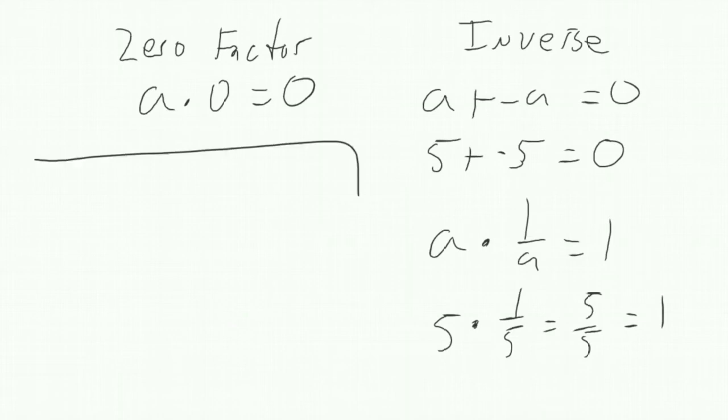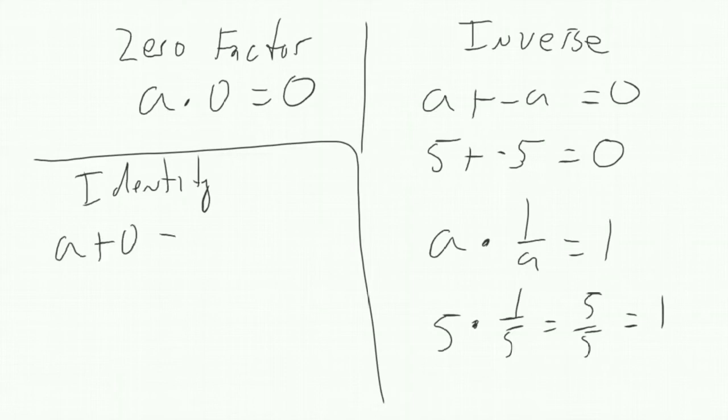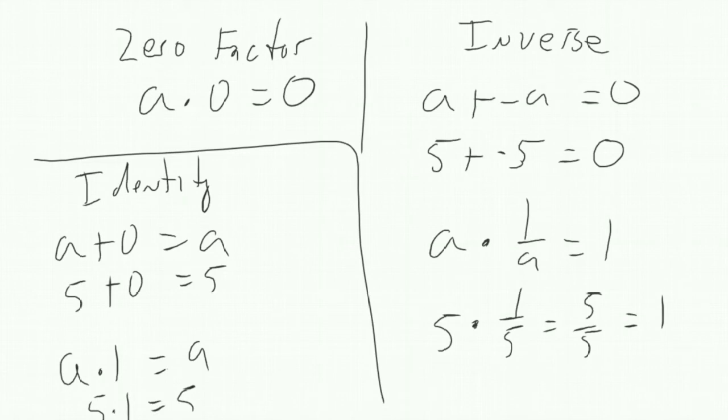And then finally, we have our identity, which means things don't change. A plus 0 equals a. 5 plus 0 equals 5. And then a times 1 equals a. 5 times 1 equals 5.